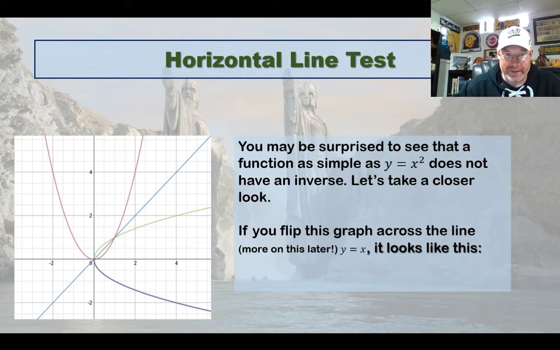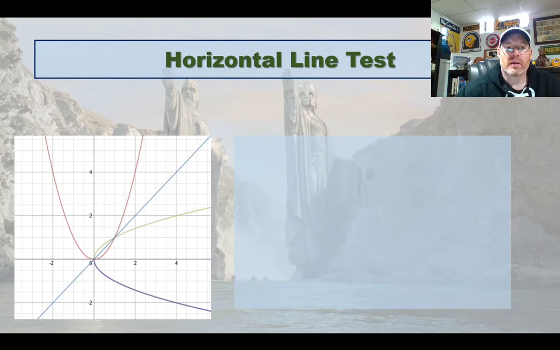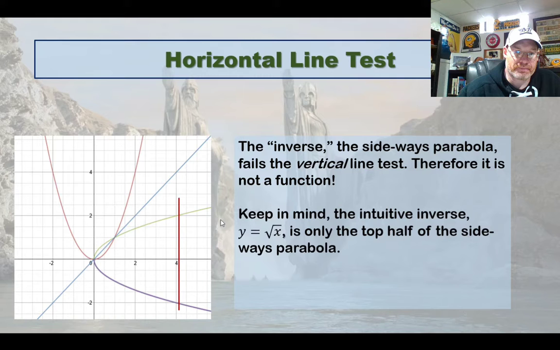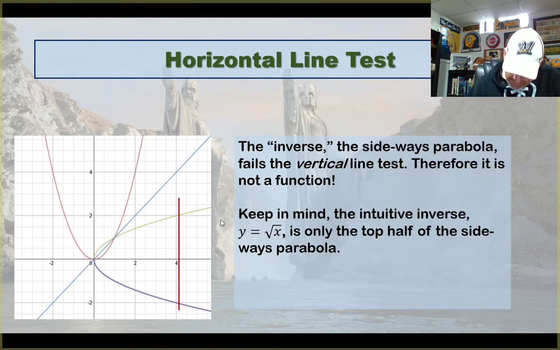I've drawn a blue line on there that represents the line y equals x. And we're going to get to that more in the next video, but a graph and its inverse are reflections across that diagonal line that's y equals x. Okay, so the inverse of the sideways parabola fails a vertical line test, like I said. And if you also think about the fact that when you have y equals the square root of x, we know from earlier in this section that the graph of y equals the square root of x is just this piece of it.